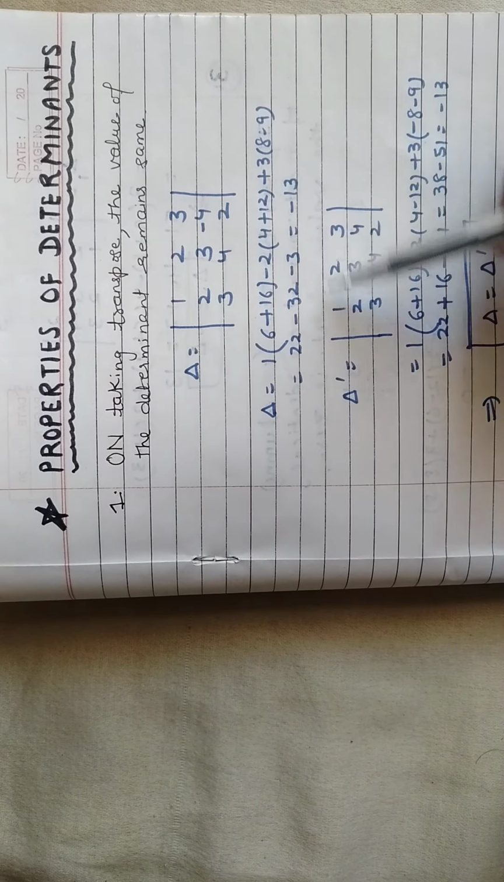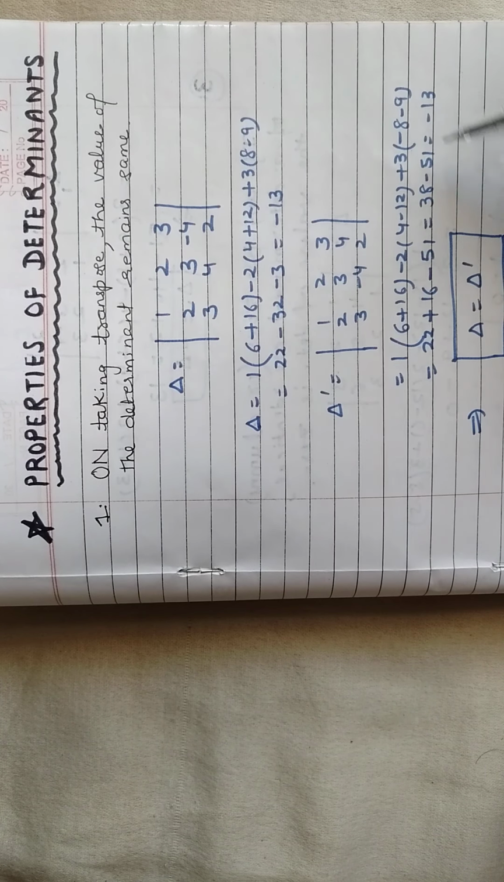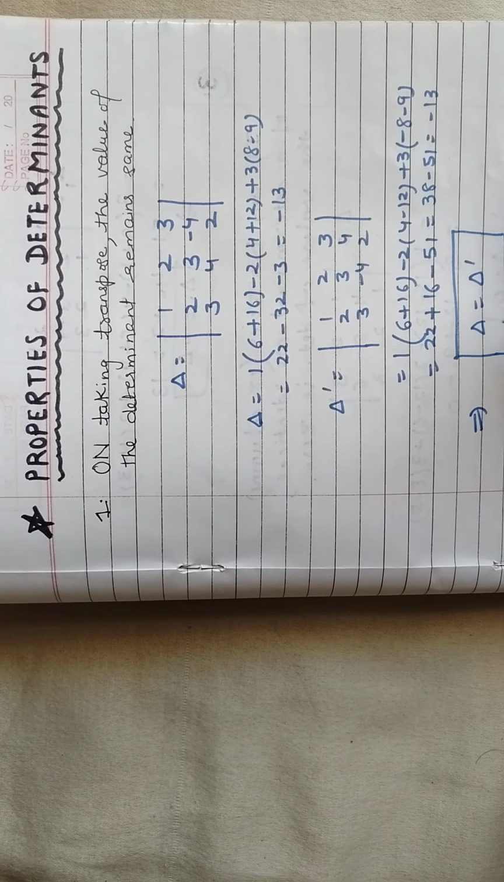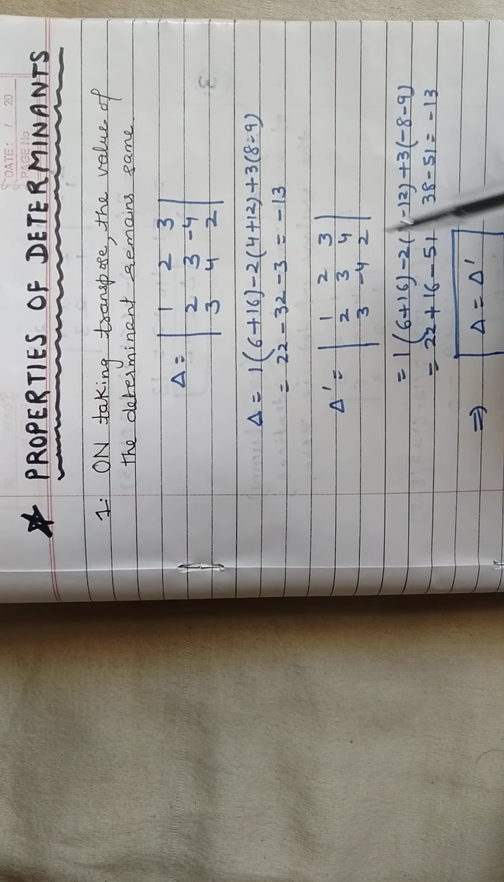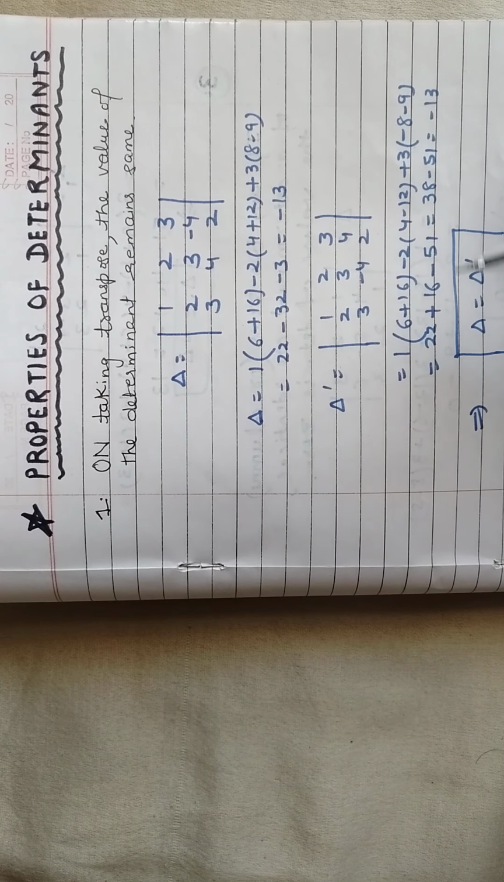Means after taking the transpose, I have denoted it by delta dash. Then I have taken its value, and again it is coming out to be minus 13. It means delta is equal to delta dash. It means there is no change if we take the transpose. So on taking the transpose also, the value of the determinant remains the same.